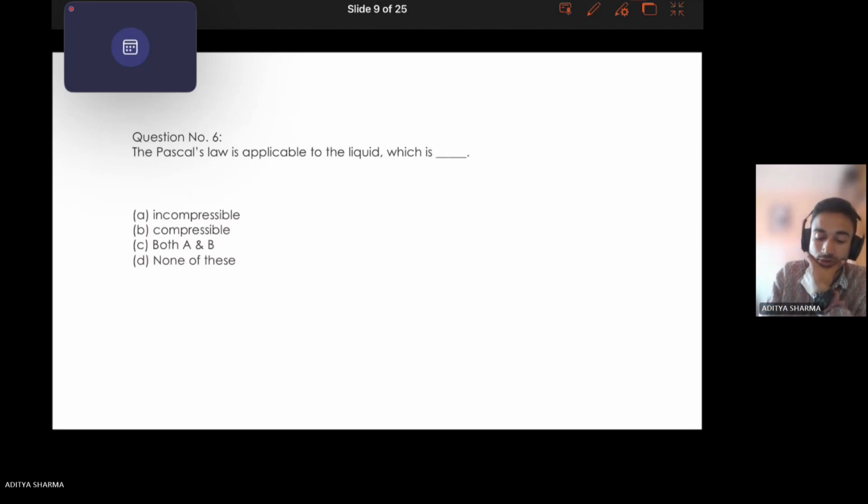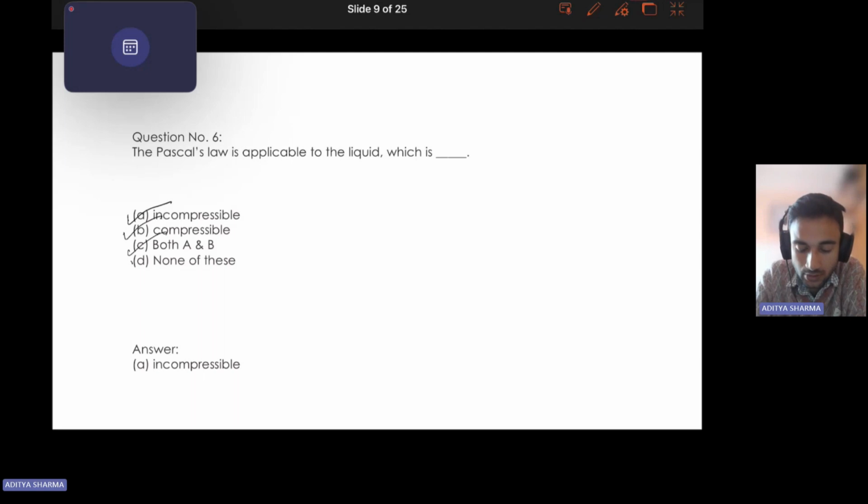Option A says that it's incompressible, right? Second says that compressible, or both, or none of the above, right? So the correct answer for this is incompressible flows, right? So if the flow is incompressible, the Pascal's law is applicable in that scenario. Okay. Then we move on to next question.